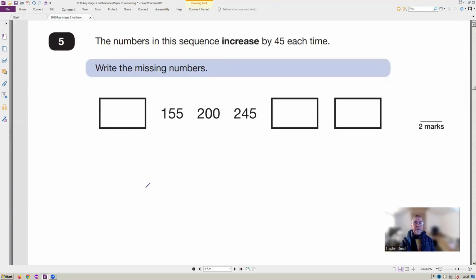The numbers in this sequence increase by 45 each time. Write the missing numbers. Okay, so we don't have to worry about these at the moment. 245 plus 45 is going to be 290. 290 plus another 45 is going to be 335. Okay, and then we've got to take 45 off this one, which is going to be 110.